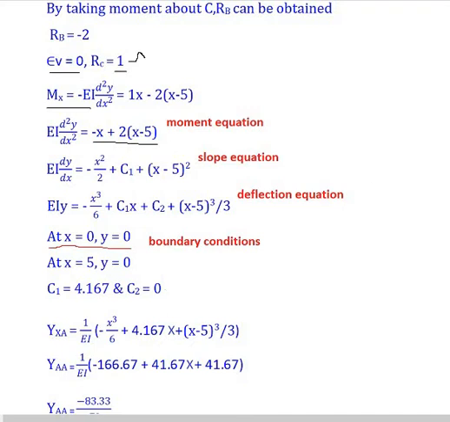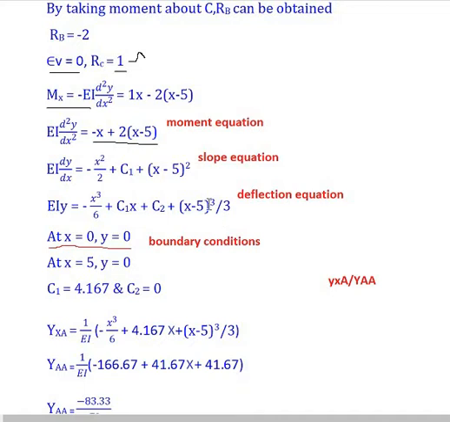Now we have to frame the equation as yxa divided by yaa to draw the influence line diagram. So first we have to find yxa. So it is very simple.